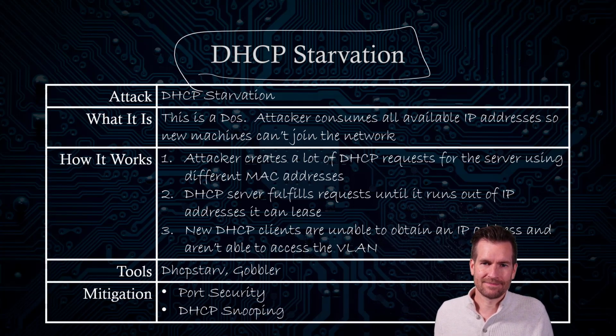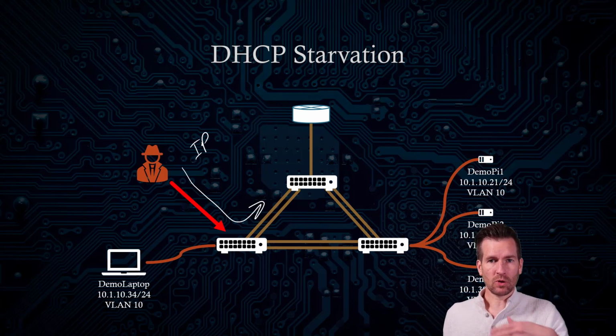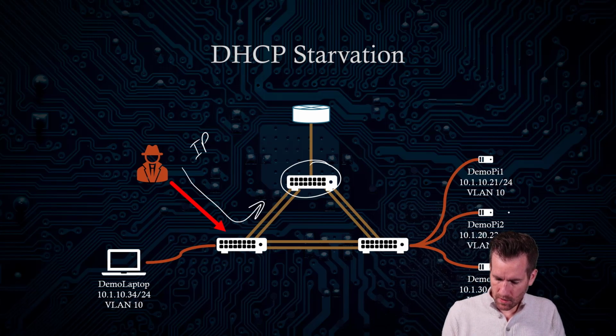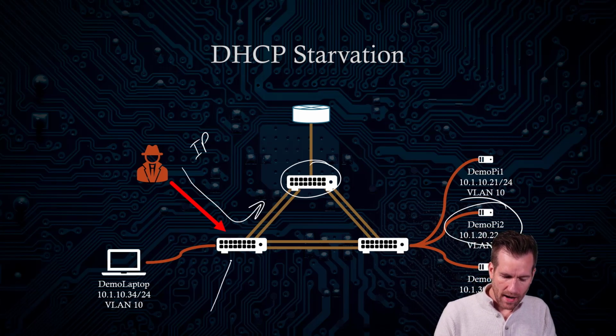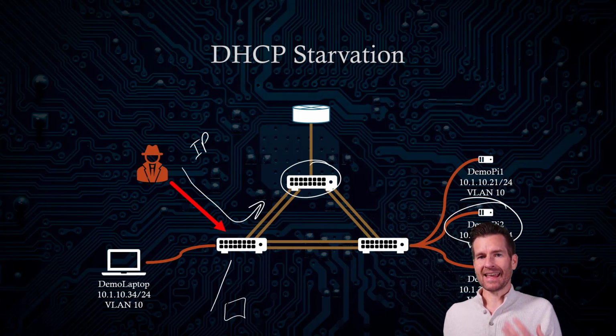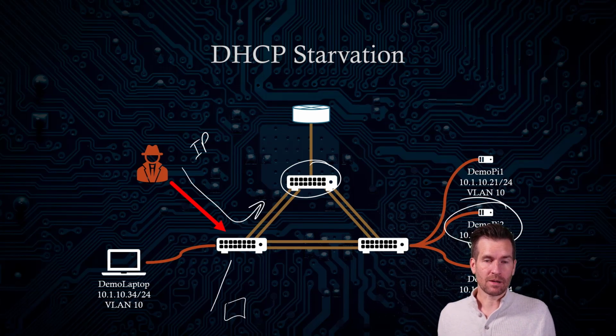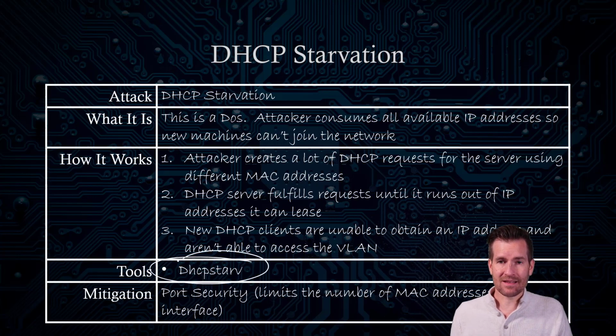What an attacker will do is make a lot of requests on the network for IP addresses. It'll send out multiple requests until the DHCP server, whatever device is running your DHCP services, runs out of IP addresses to hand out. Now, whenever a new client connects to your network, it won't be able to get an IP address, so it won't be able to get onto the network. One of the tools that can help carry out this attack is DHCP Starve.